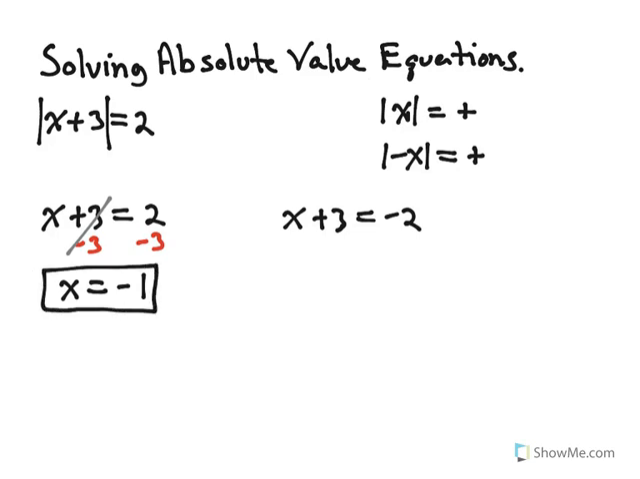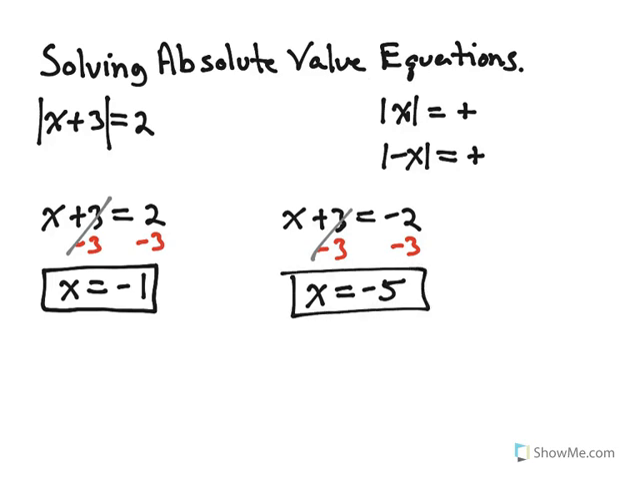And then for the other equation, we do the same thing. Subtract 3. These 3's cancel. And then you're just left with x equals minus 5. All right? And if you plug in the answers, you'll see that they work.